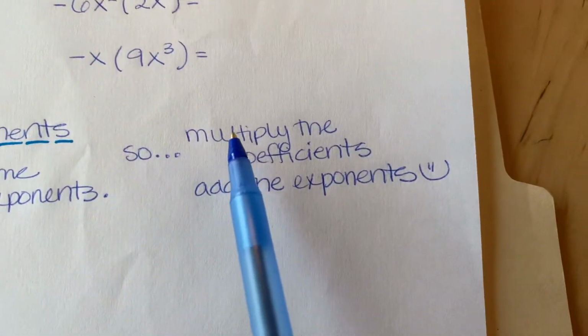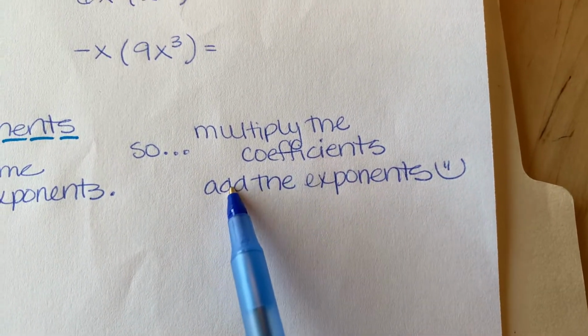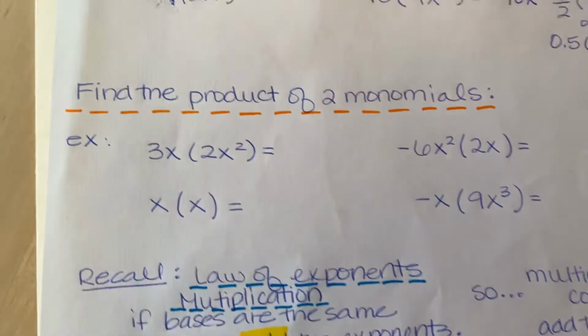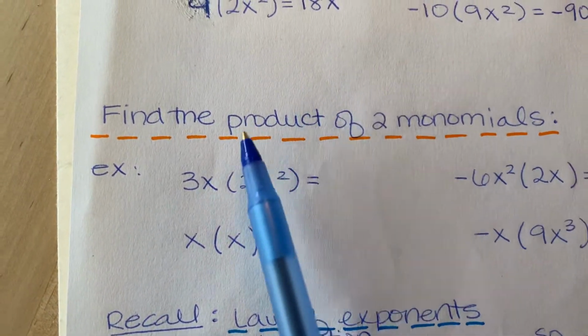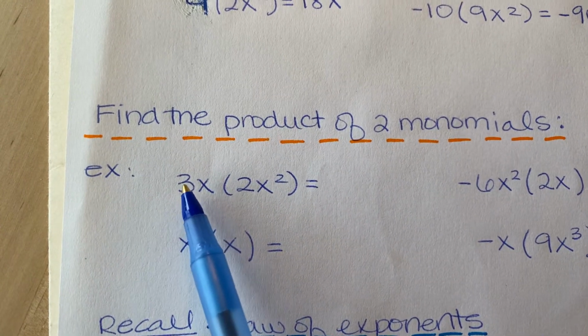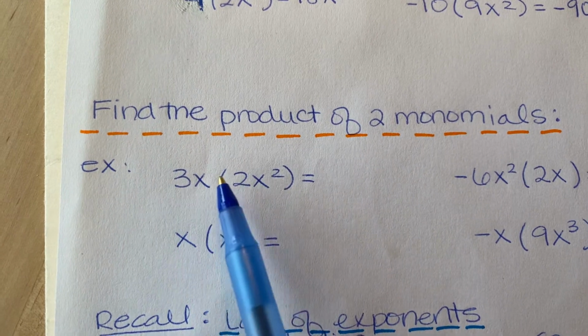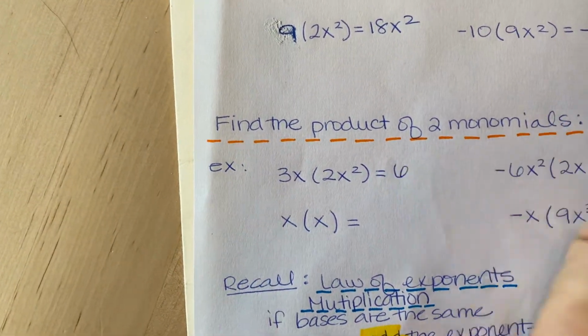Okay, so what does that mean? You're going to multiply the coefficients and add the exponents. So you're going to multiply and add at the same time. So what is 3 times 2? Because those are your coefficients, right? 3 is a coefficient of x to the 1. 2 is a coefficient of x squared. So 3 times 2 is 6.